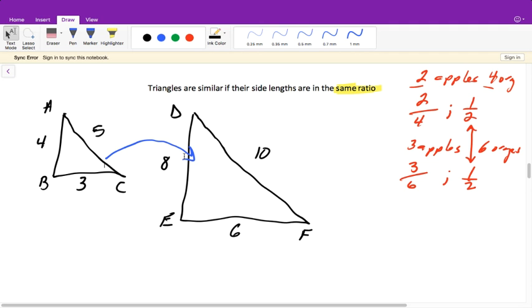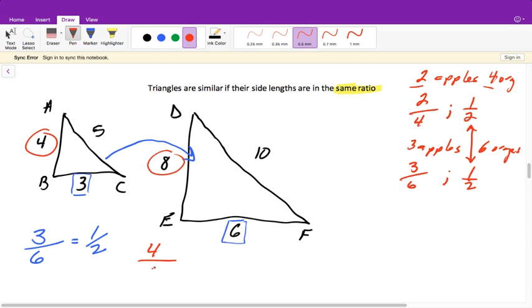So now I'm going to figure out what sides correspond. Well, if you notice, 3 is the smallest side of this triangle, so it has to correspond with 6 because it's also the smallest side. So we would then create the ratio 3/6, and that is equal to 1/2. 4 is the medium size number, so one in the middle, and 8 is the one that's in the middle as well. So that means they must correspond. So I will create the fraction 4/8.